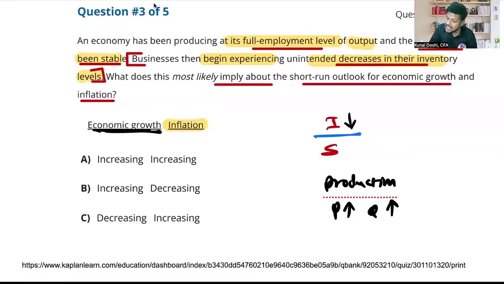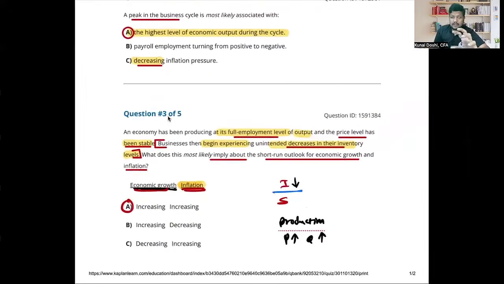This will cause inflation to increase as well. So the situation will be A: economic growth will increase, yes, because there will be more production, but also inflation will increase. Understood? Clear? Very interesting.